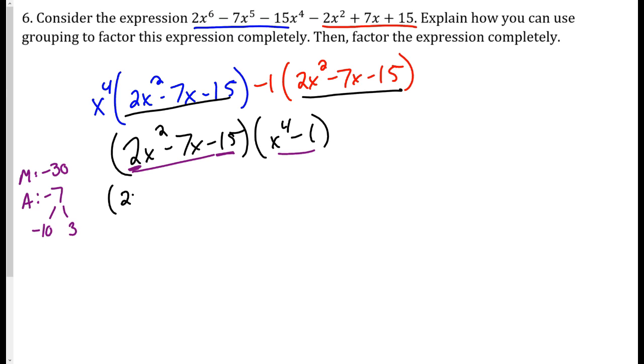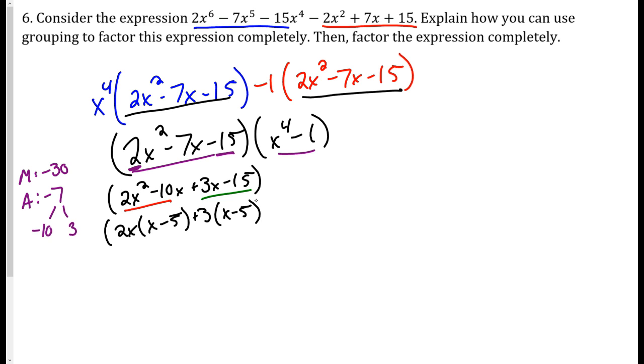So what that does is it lets me rewrite negative 7x as negative 10x plus 3x. And now we can apply our grouping idea again. What can I factor out from that first half? I can factor out a 2x, and I'm left with x minus 5. The second half, what can I factor out? I can factor out a positive 3, and I'm left with x minus 5. So the factors of that quadratic term there are 2x plus 3 and x minus 5.